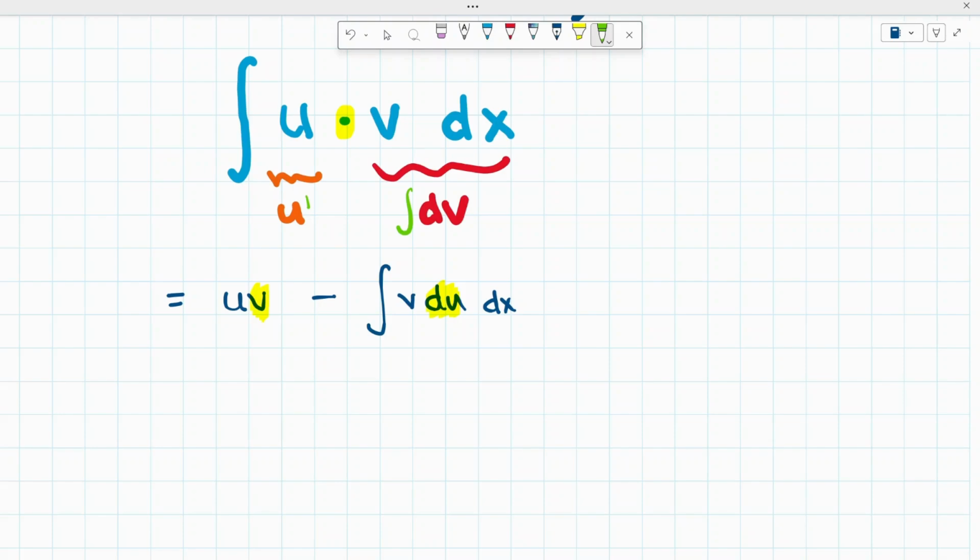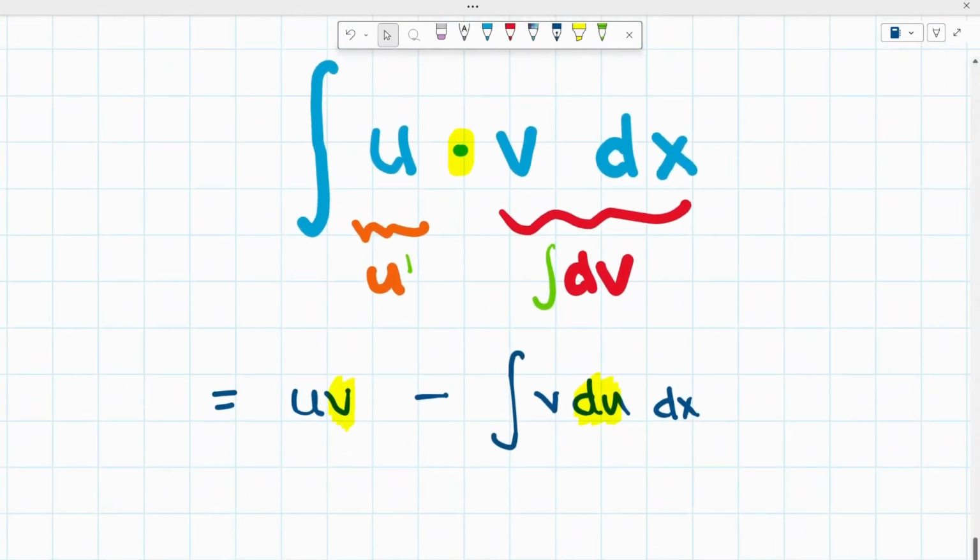Okay, and this here will help you go forward with integration by parts. Make sure to write this down. This will be your best friend on any math exam.